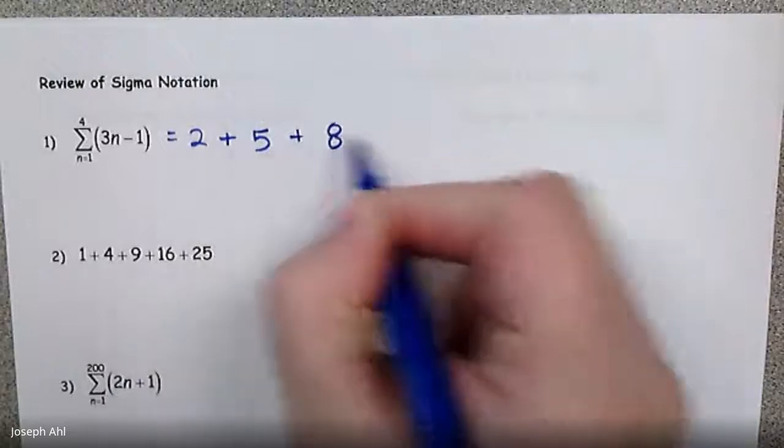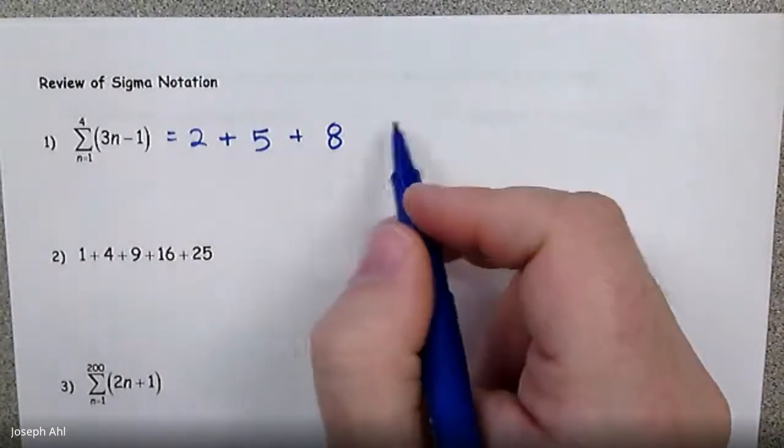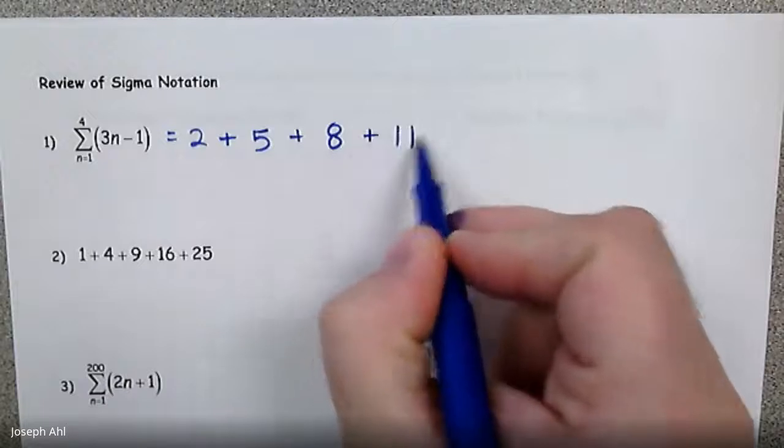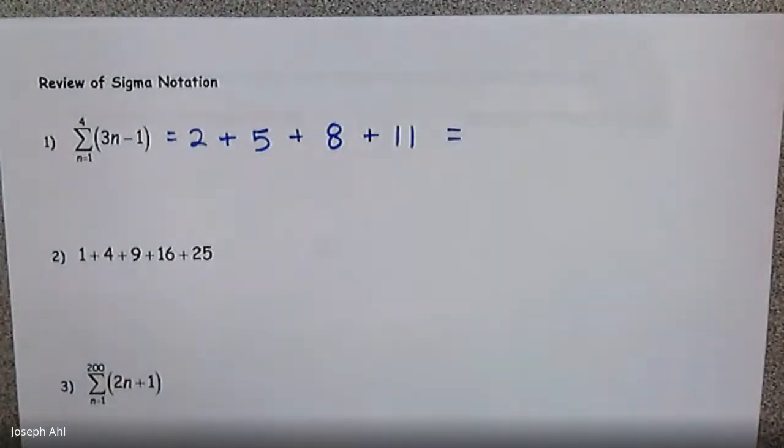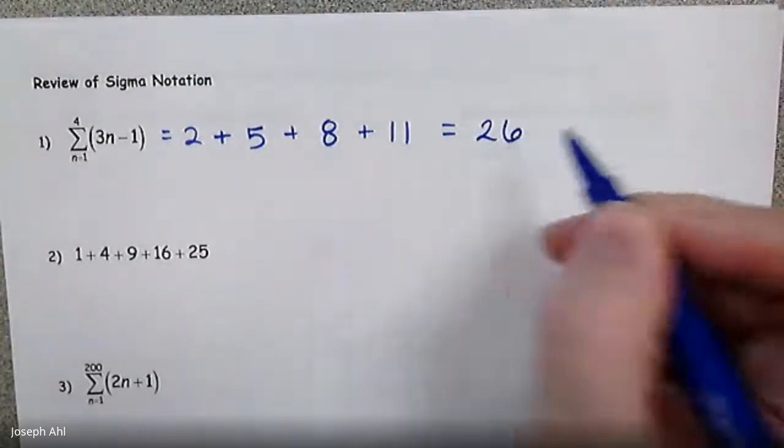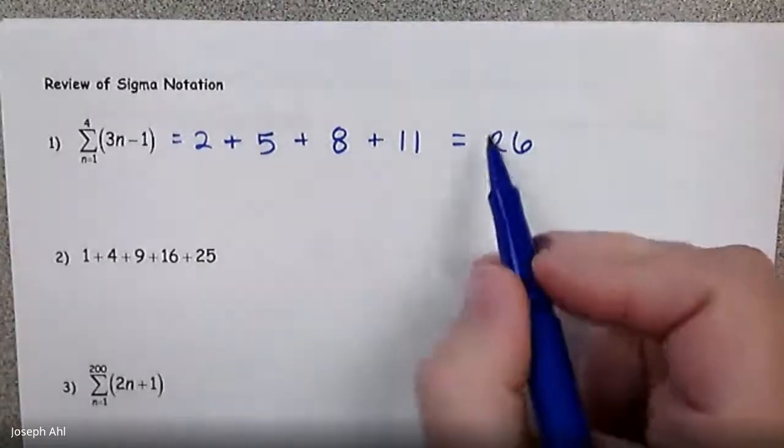So the next term, when n equals 3, would be 8. The final term, when n equals 4, would be 11. So if we add all those up, it looks like a total of 19 plus 7. So that's 26 here. Okay.